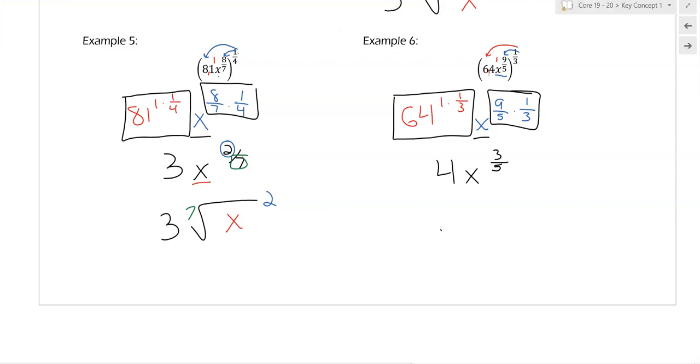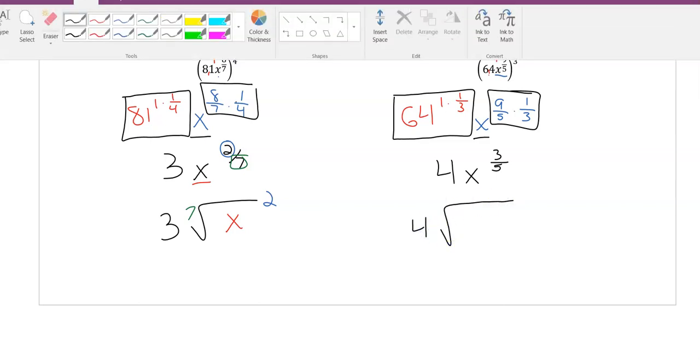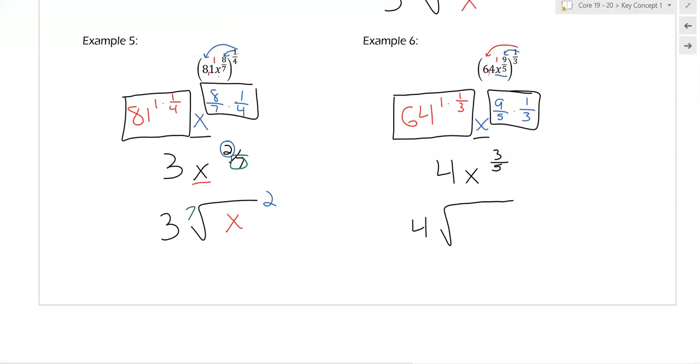Then again, we're just switching it into a radical form. The 4 comes down. And then we have our middle. Switch colors. All right, our middle, the right, and the left. Okay, so you have 4 times the 5th root of x cubed.